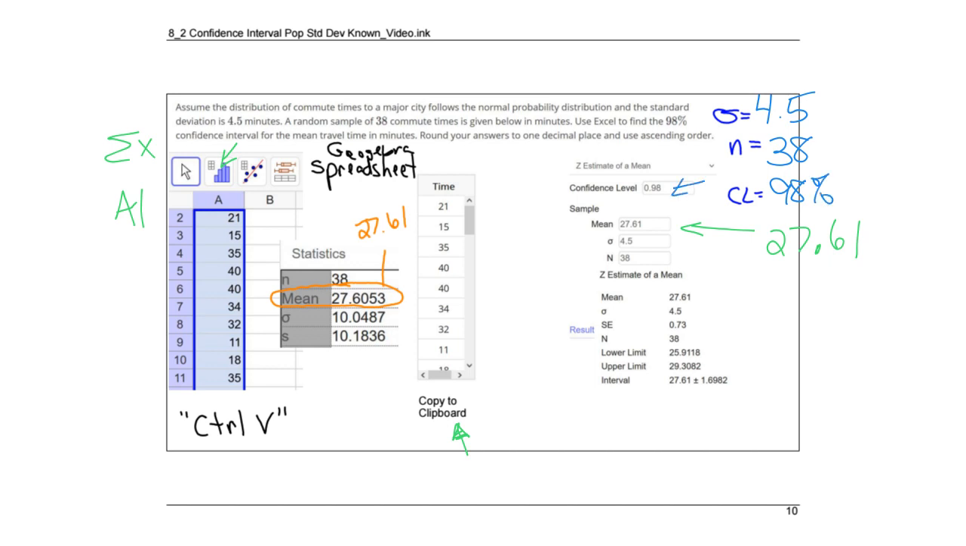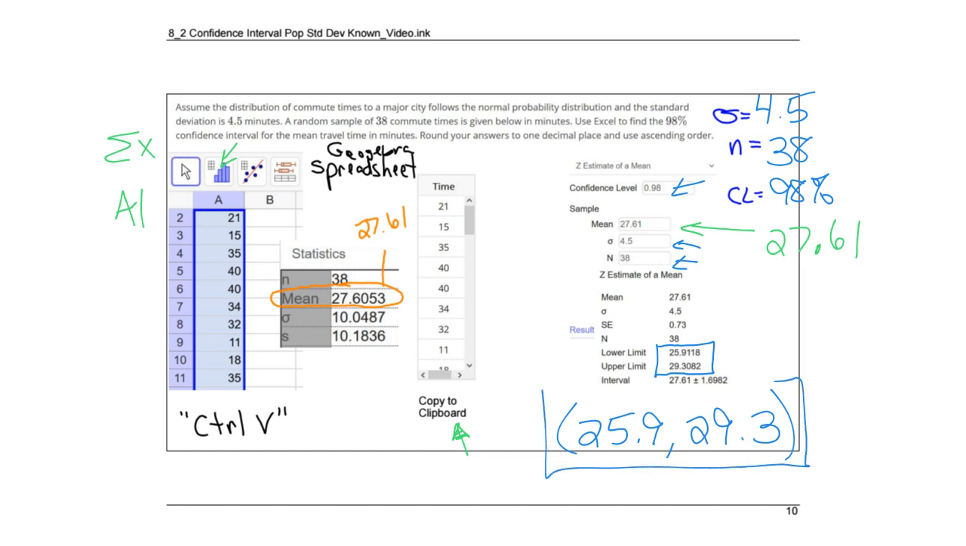So you put all that in. You put everything in that you know, and it is going to spit out the confidence interval. But for this one, it says round your answers to 1 decimal place. So for the confidence interval, they only want 1 decimal place. And that's our answer. Hopefully it's starting to look pretty good.